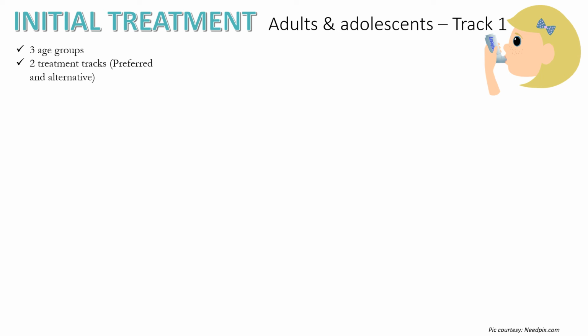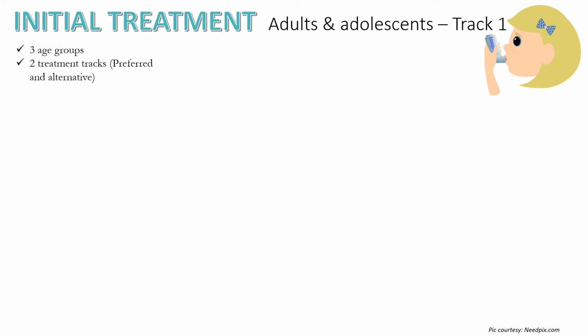As we know, in GINA guidelines there are 3 age groups, that is 6 to 11 years, then 12 to 18 years, and more than 18 years. GINA generally does not talk about children less than 5 years of age, and there are 2 treatment tracks. First is the preferred treatment in any individual, and the second is the alternative treatment. Preferred treatment is the treatment which we hope will give the maximum results. An alternative treatment, in case the preferred treatment is not available at someone's place, we may give instead.